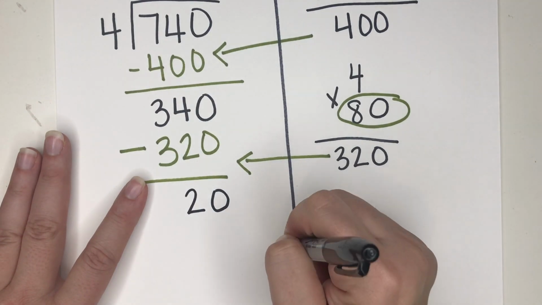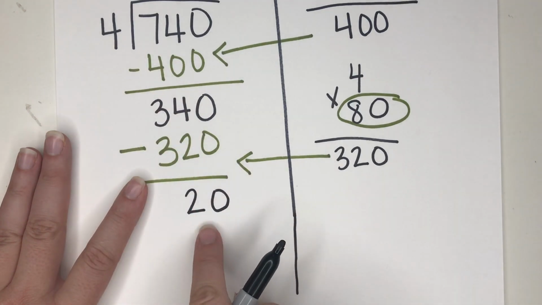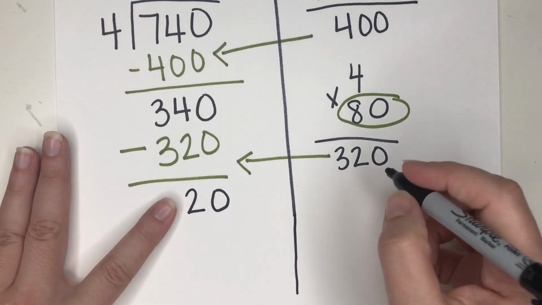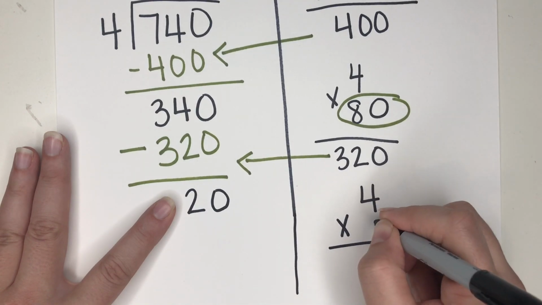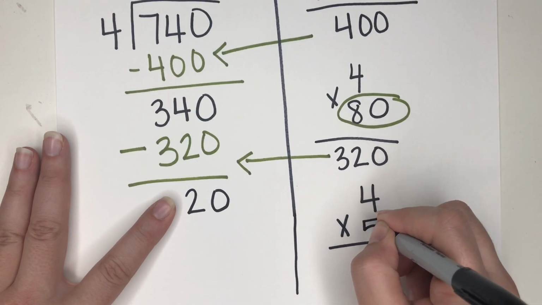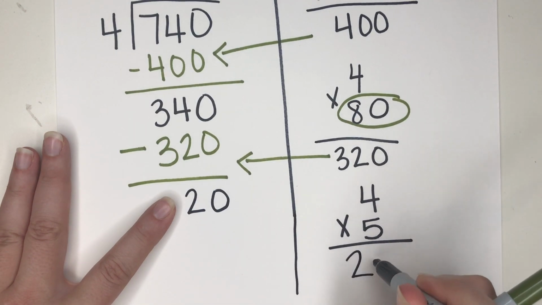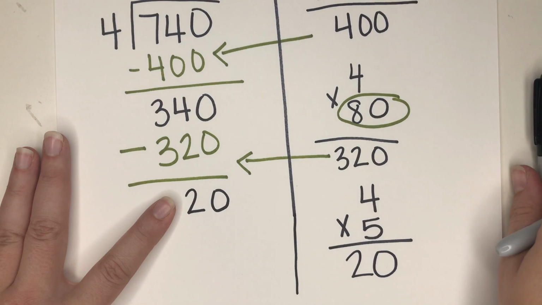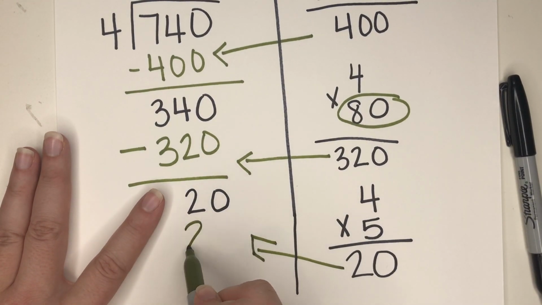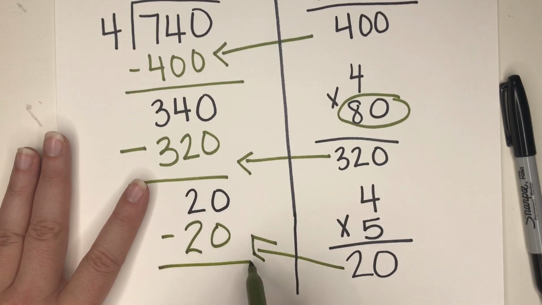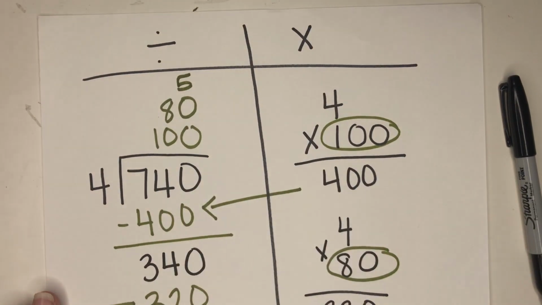Now, the students will know this because I say this in class a lot. My brain is happy because I automatically know that something times 4 is going to give me 20 exactly. So I'm going back over here, again, only multiplying by 4. And I know that 4 times 5 gives me exactly 20. There are no other place values after, so I do not need to add any zeros. So I have 20 minus 20. And then my 5 here goes up at the top.